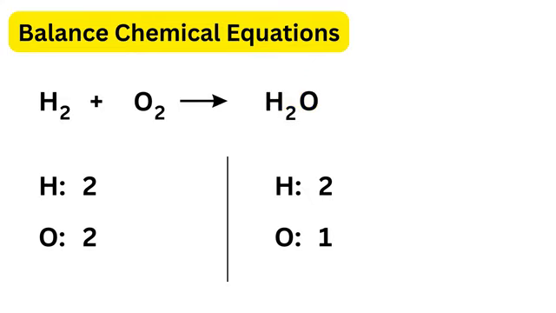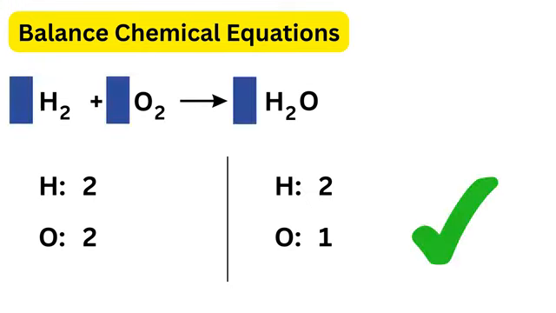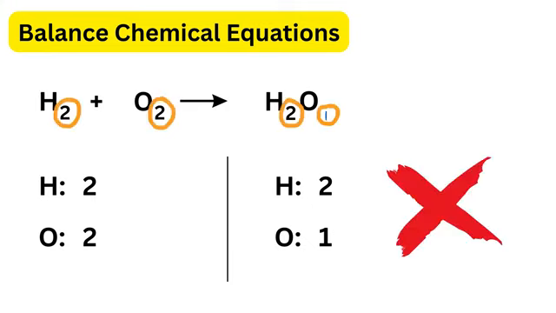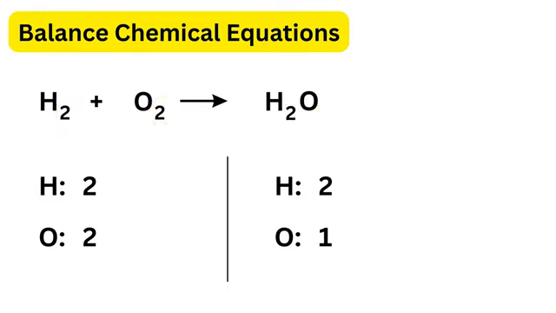Now we start balancing. We are only allowed to change the big numbers in front of the atoms or molecules, called coefficients. We are not allowed to touch the small numbers that are part of the chemical formula. Those tell us the identity of the compound. Now we have unbalanced oxygen. We have 2 oxygens on the left and 1 on the right side inside H2O. So to fix it, we will put 2 in front of H2O.